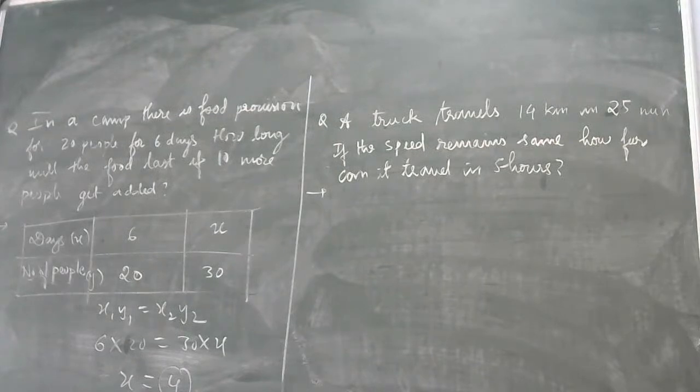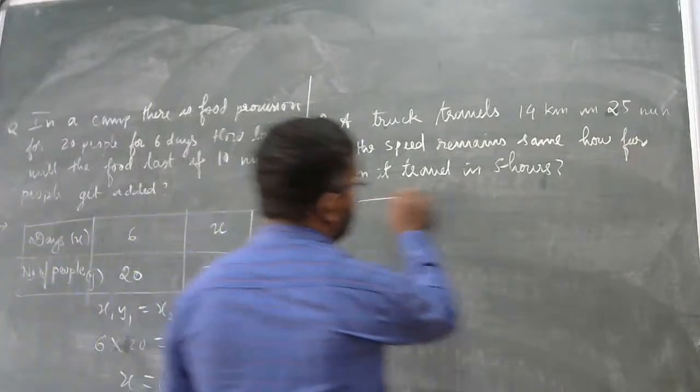Sir, I got that. Sir, 2 hours 48 minutes. 2 hours 40 minutes decided. Kilometer निकाला है distance. 168 kilometers, sir. Yes, sir. 168.